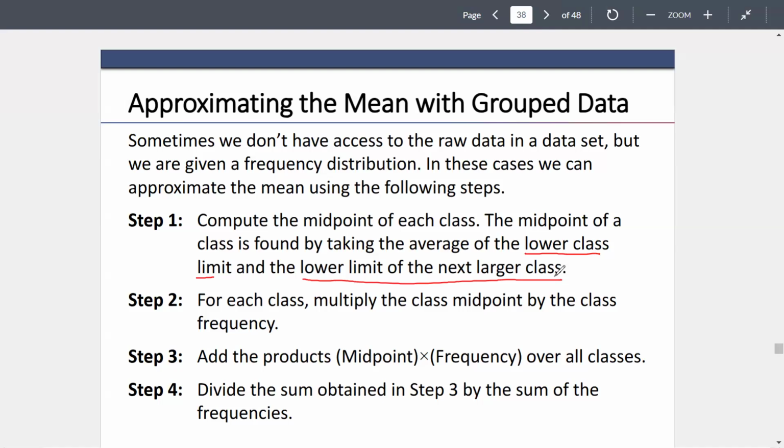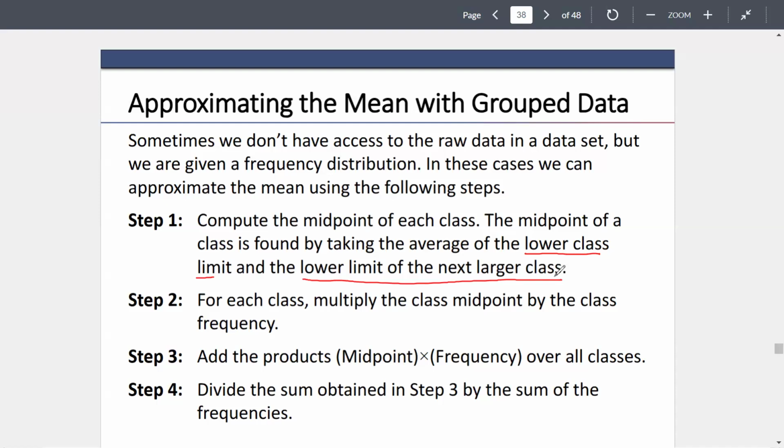So for each class, we're going to multiply the class midpoint by the class frequency. We're going to add the products, the midpoint and the frequency. When we're looking at a range of data, let's say the class between 55 and 58, and my frequency is 6, we know we have 6 values between 55 and 58. We just don't know what they are. So we're just going to find that midpoint and say all that data is that midpoint, which I'll show you again in a second.